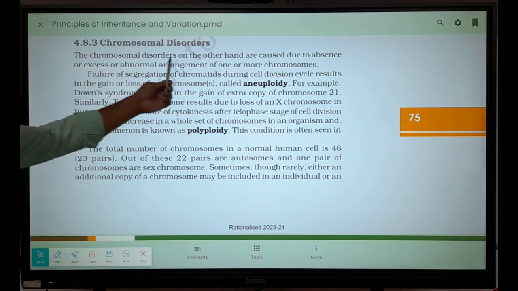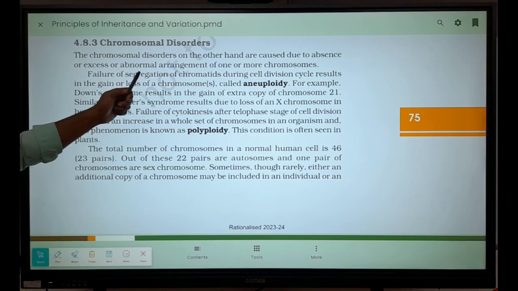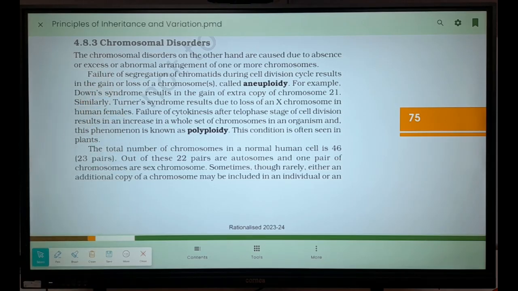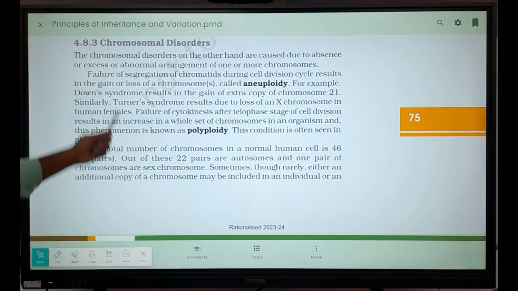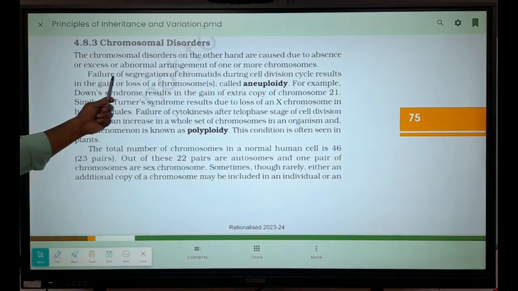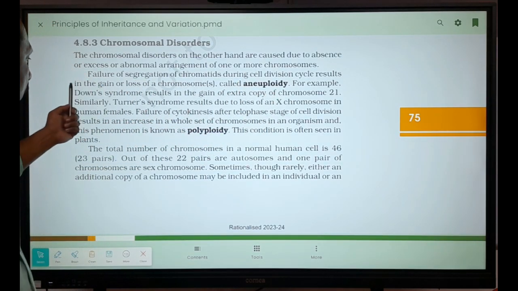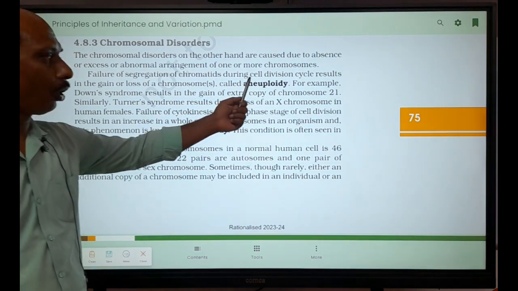Chromosomal disorders, on the other hand, are caused due to absence or excess, that is hypoaneuploidy, or excess means hyperaneuploidy, or abnormal arrangement of one or more chromosomes. Failure of segregation of chromatids during cell division results in the gain or loss of chromosomes, called aneuploidy.